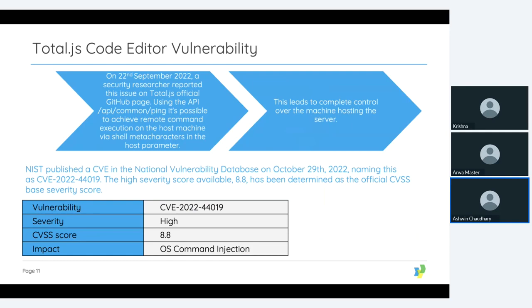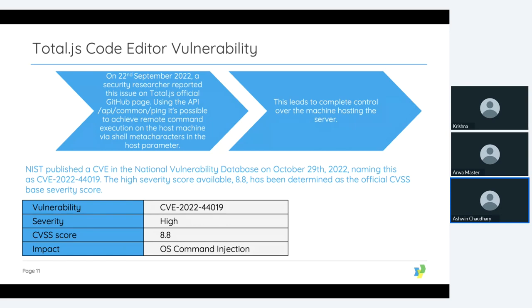So what is this vulnerability about, right? On 22nd September 2022, a security researcher reported this issue on the Total.js official GitHub page. Using the API common ping, it is possible to achieve remote command execution on the host machine via the shell meta characters in the host parameter. Now, initially it may sound confusing to you, but we will explain this in detail, and we'll also give you a live demonstration. And we're going to repeat this aspect 2-3 times so that it is clear to all of us, right? Despite that, at the end of the session, if you have any questions, I'm happy to repeat any of those slides, any of the sections during this webinar.